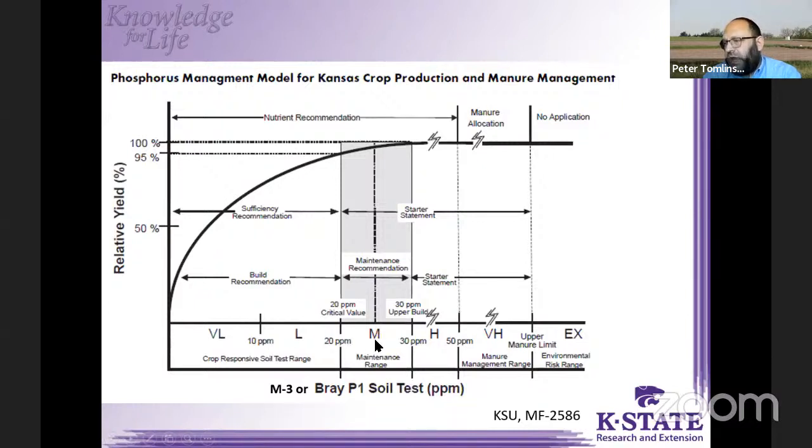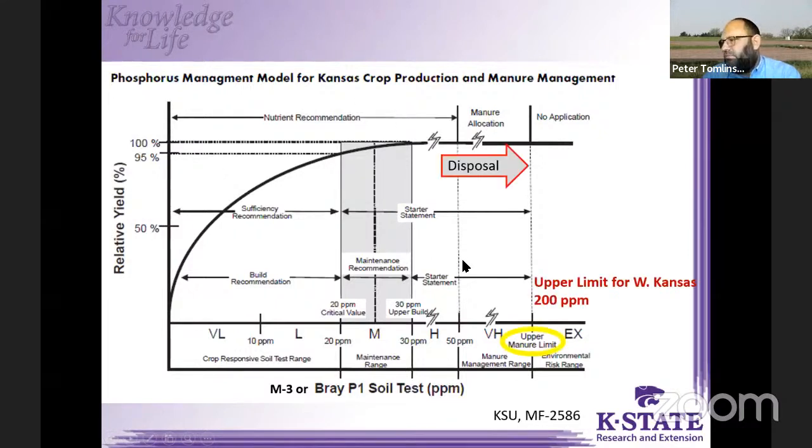That's where we expect to see a response to the addition of phosphorus from the manure. If you're thinking about build and maintain recommendations, we're going to be in that build phase up to 20 parts per million, then maintenance up to 30. Soil test phosphorus levels in the high range are between 30 and 50 parts per million. But that 30 to 50 parts per million is the nutrient recommendation range. And so this is where to think about managing and utilizing manure.